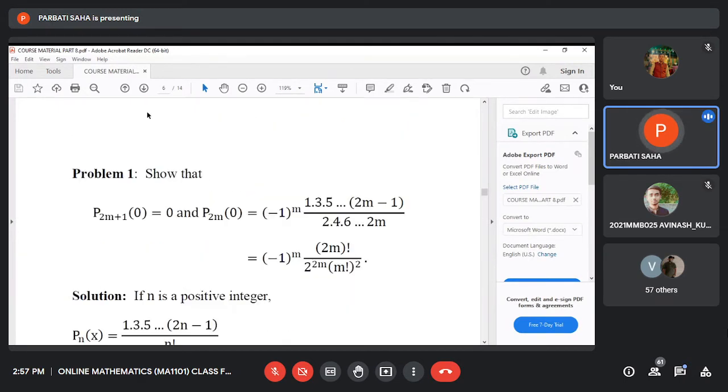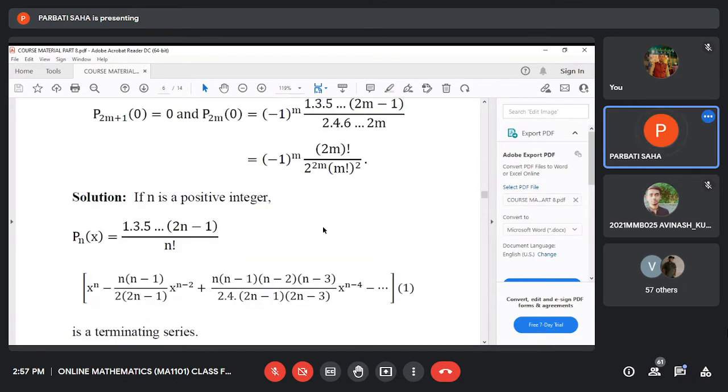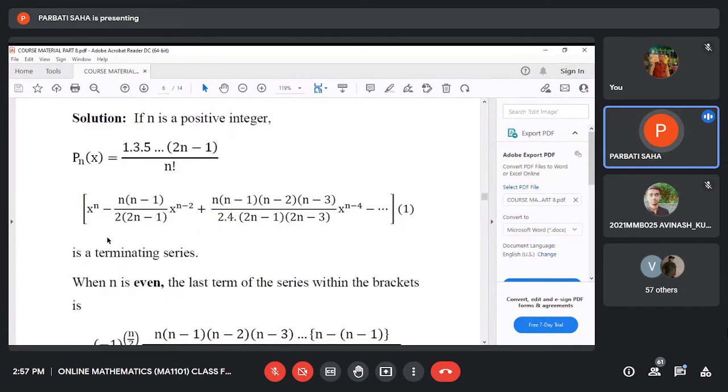Now let us see some problems. Actually, some algebraic computations will be done to solve these problems. First of all, we have to show that P(2m+1)(0) equals 0 and P(2m)(0) equals this. If n is a positive integer, we can write Pn(x) equals this.